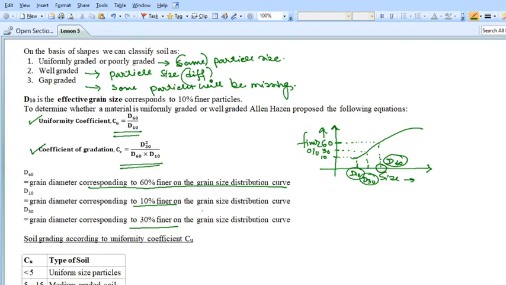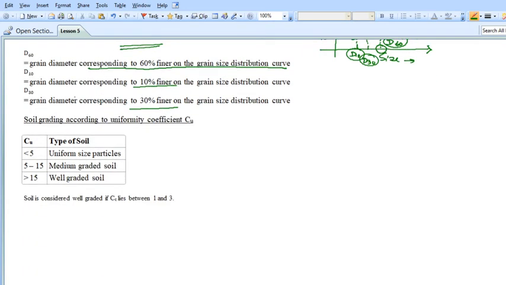Often the question is asked which size or which diameter is considered as the effective grain size. Remember, Allen Hazen was a scientist who showed with his experiments that D10 will be considered as the effective grain size. So remember these things. D10 is considered as the effective grain size.